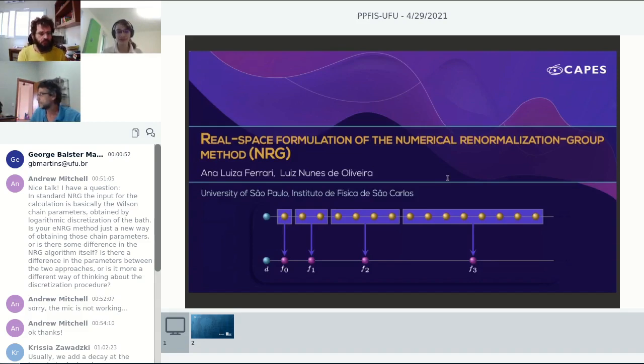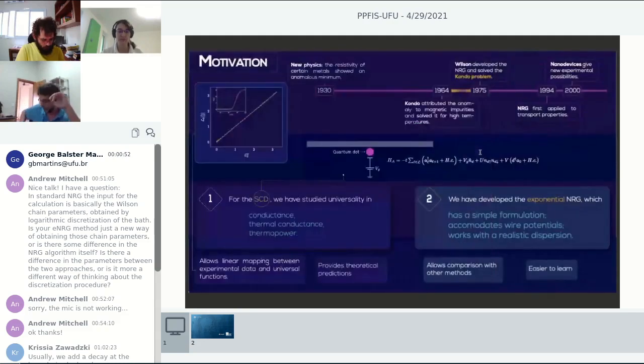Thank you. So good afternoon. My name is Ana Luiza. I'm a Master of Science student at the University of São Paulo and at the University of Cologne. This research was developed at the University of São Paulo with Professor Luis Nunes de Oliveira and was funded by CAPES. It is called a real space formulation of the numerical renormalization group method. So let us begin with a brief history of the problem and the specific goals of this research.